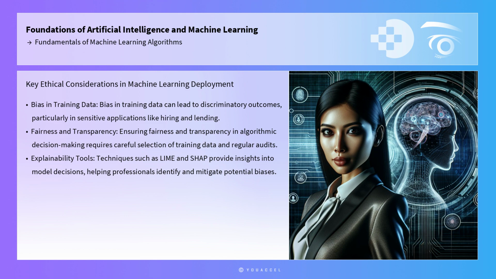Ethical considerations also play a significant role in the deployment of machine learning algorithms. Bias in training data can lead to discriminatory outcomes, particularly in sensitive applications like hiring and lending. Ensuring fairness and transparency in algorithmic decision-making is paramount, requiring careful selection of training data and regular audits of model performance. Techniques such as algorithmic fairness and explainability tools like LIME and SHAP provide insights into model decisions, helping professionals identify and mitigate potential biases.